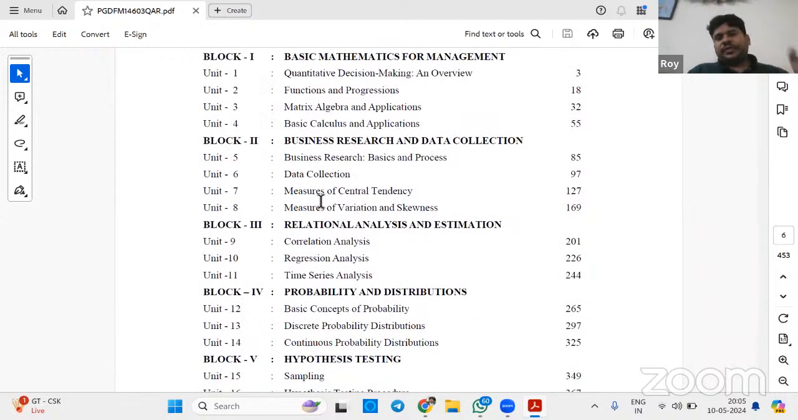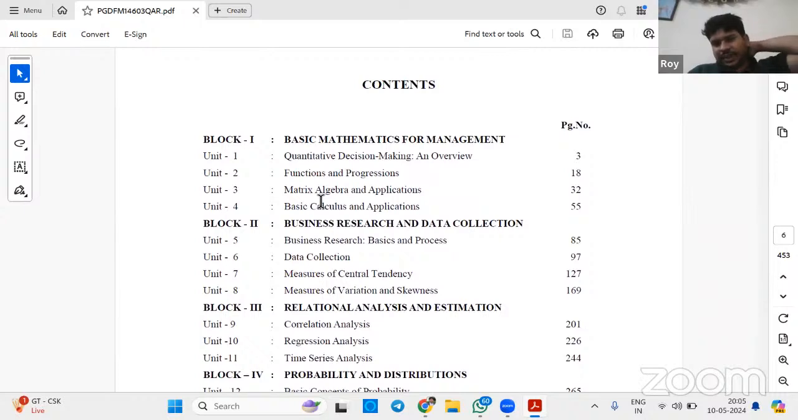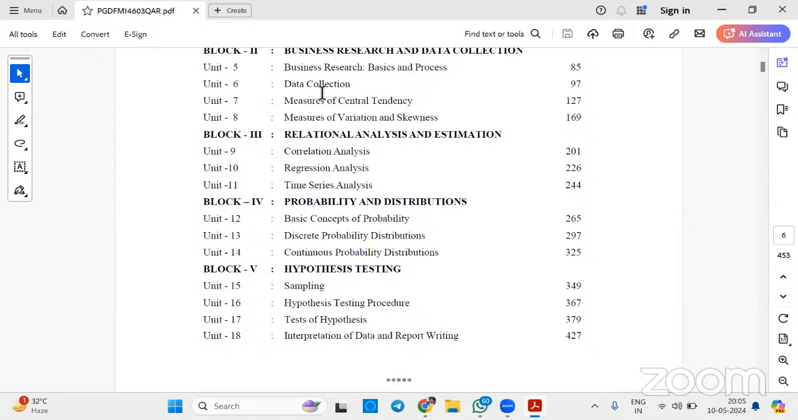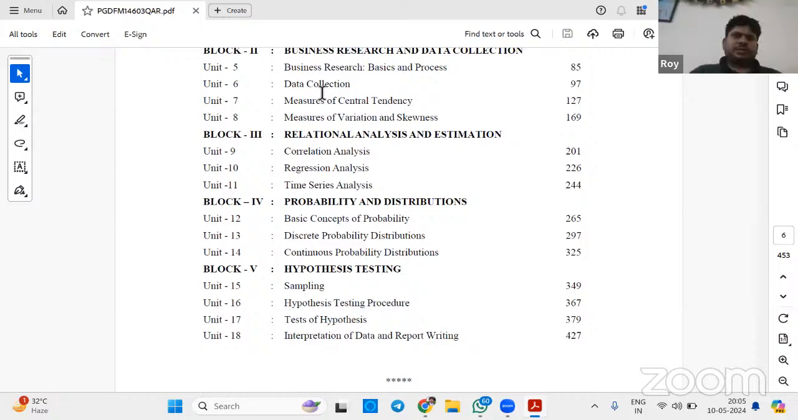The first four units, as I said, are related to mathematics. The remaining part, almost like blocks 2, 3, even 4 and 5, are also related to research things only. That is why we need to spend good time on that as well. Let's go into that syllabus.